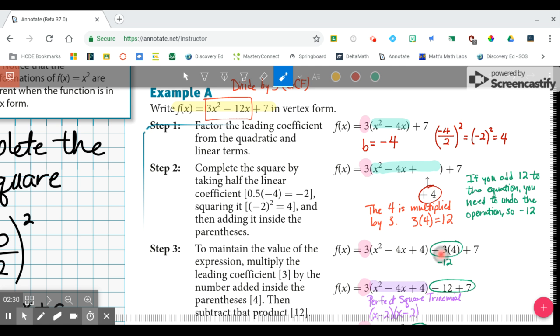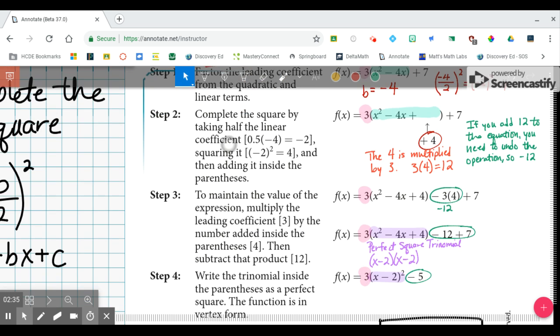Notice we have negative 12 plus 7, which gives us negative 5 as the constant. Inside the parentheses, we had x squared minus 4x plus 4. That is a perfect square trinomial, meaning if you figure out what numbers multiply to get 4 and add to get negative 4, we get x minus 2 and x minus 2, or x minus 2 squared. Notice the 3, that leading coefficient, is just hanging out in front of those parentheses. So right here, this is our final answer, and this is in vertex form.